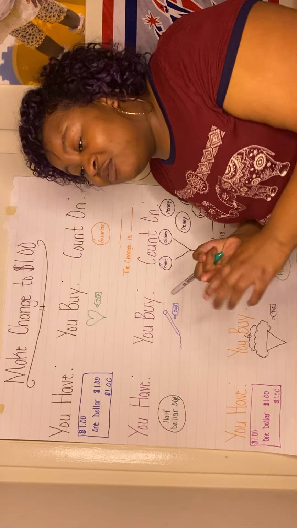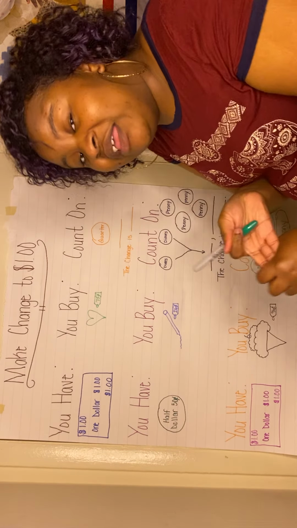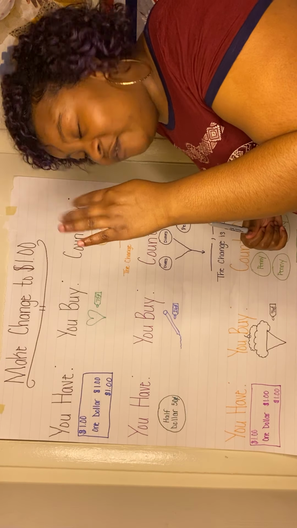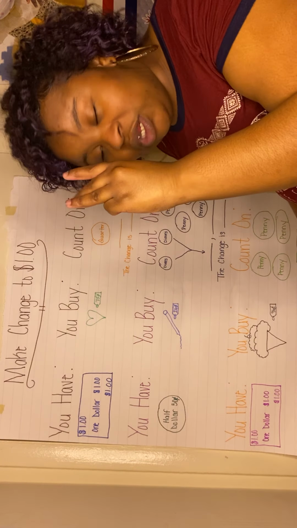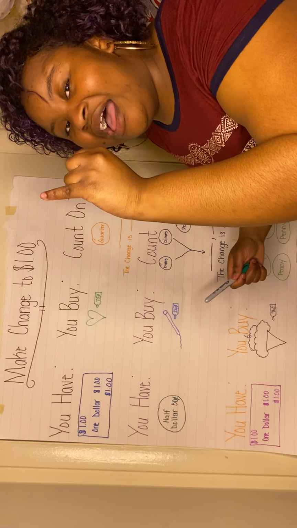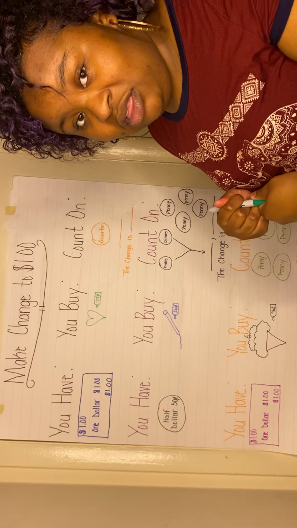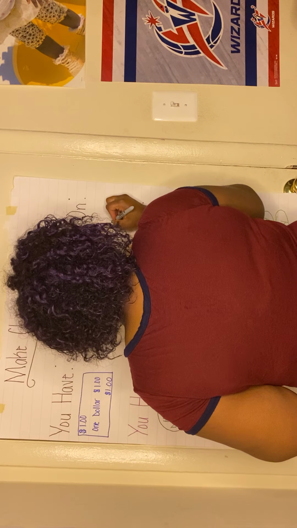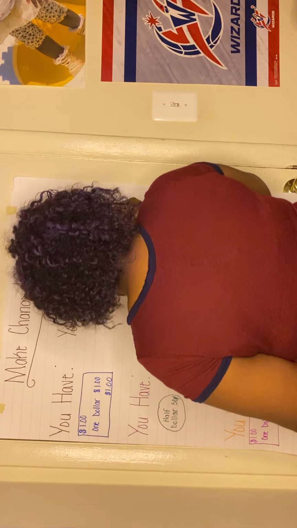Let's count. 25 plus 25 gives me 50. And then 50 plus 25 gives me 75. Great. So how many quarters out of the 4 do I need to buy my heart? You should have said 3. So if I need 3 quarters out of that dollar to buy my heart for 75 cents, how many quarters do I have left? I have 1 quarter left. And how much is a quarter worth? 25 cents. So the change is what? It's 25 cents. Good job.